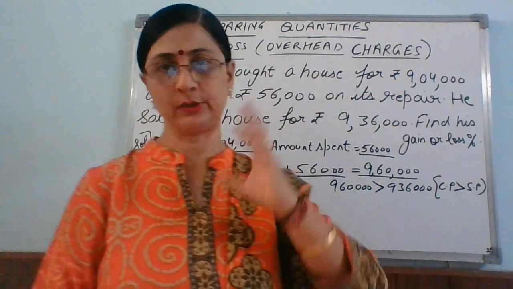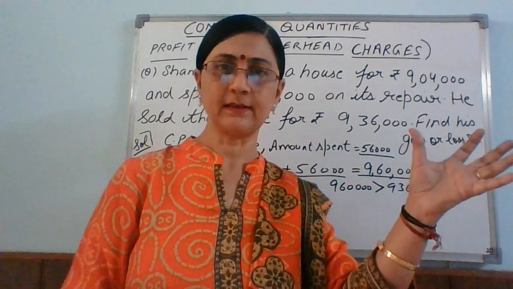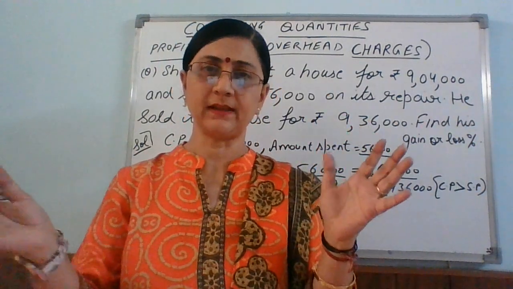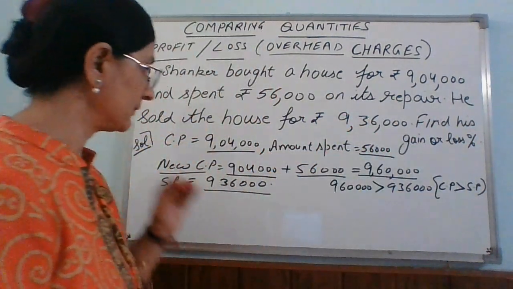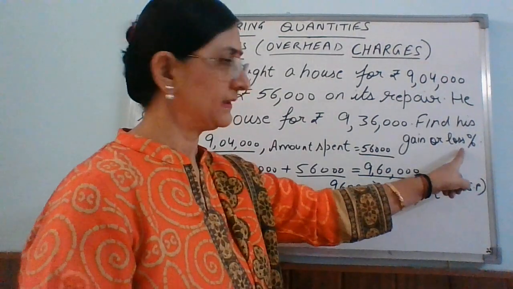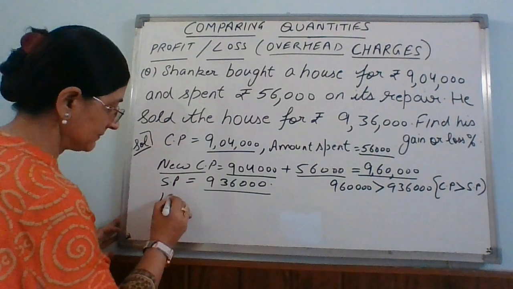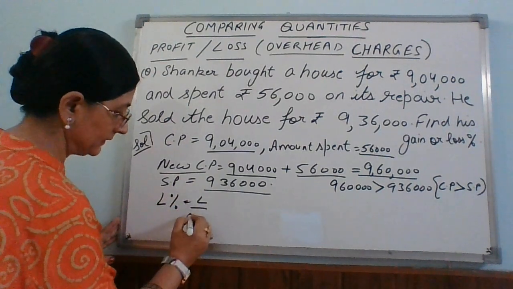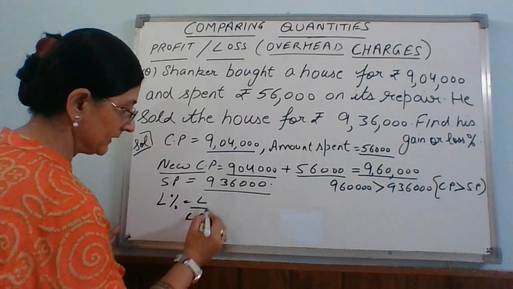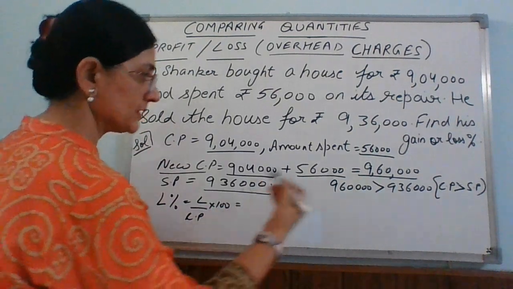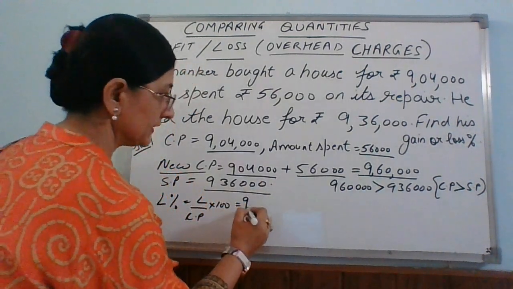जब आपका CP greater होता है SP से, आपने ज़्यादा खर्चा कर लिया, आपने उसको sell less में किया, तो आपको loss हुआ, right? So we have decided that he suffered a loss. So let us find out loss percentage. So loss percentage is equal to loss upon CP, that is the new one, into 100. So what is the loss? Loss will be the difference of these two, right?